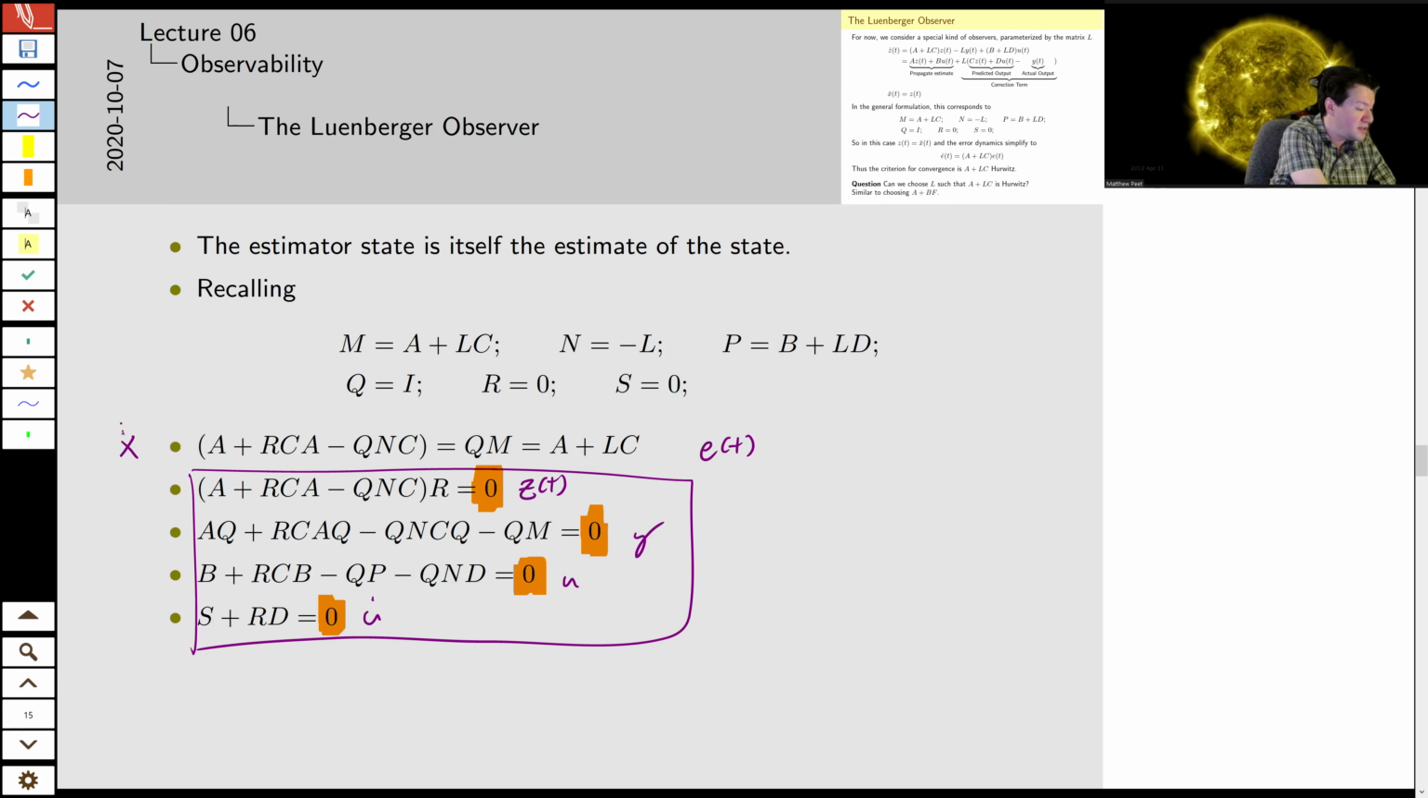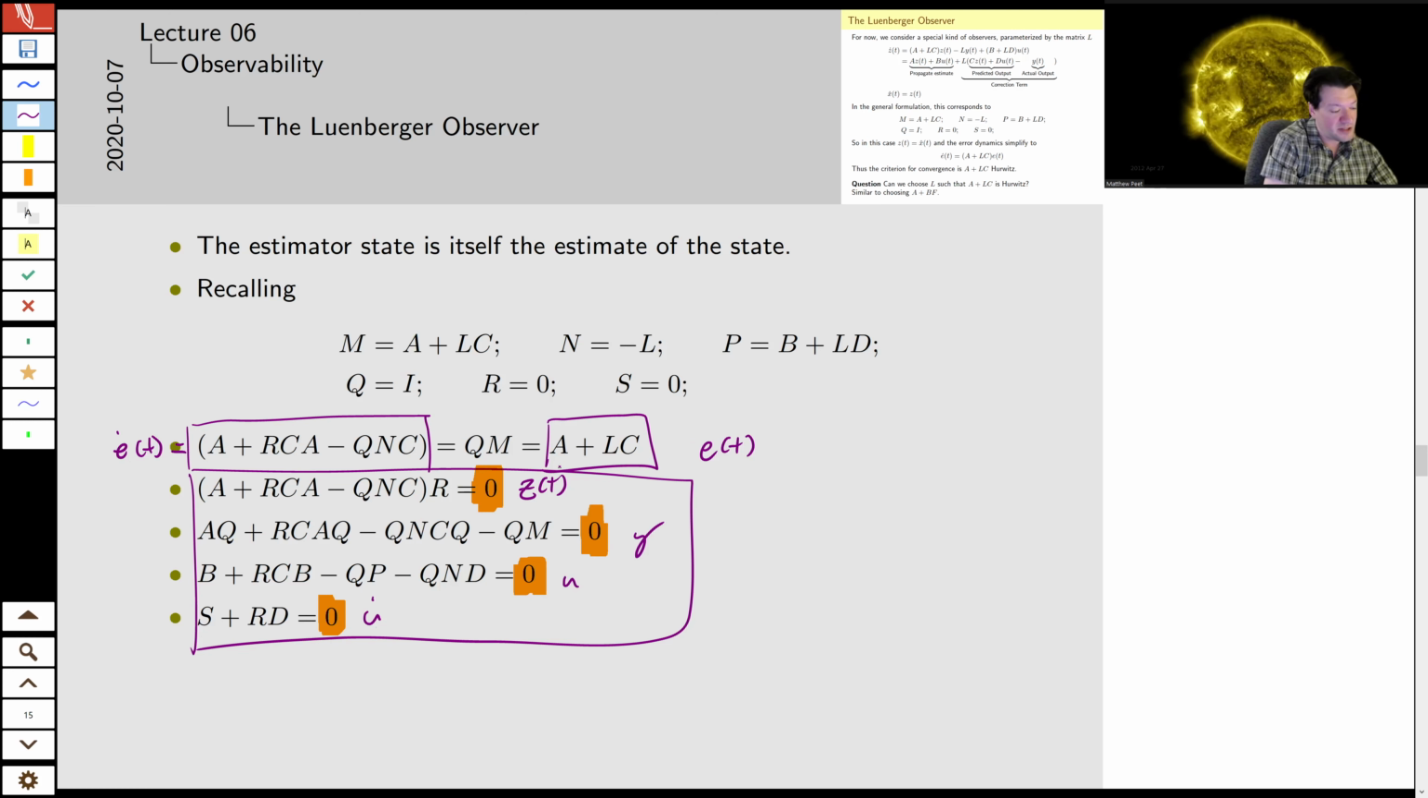So e dot of t is this big matrix here times e of t. And that big matrix itself becomes rather simple. It just turns into A plus LC. So this term goes away, this term just becomes M, and then it simplifies to A plus LC.